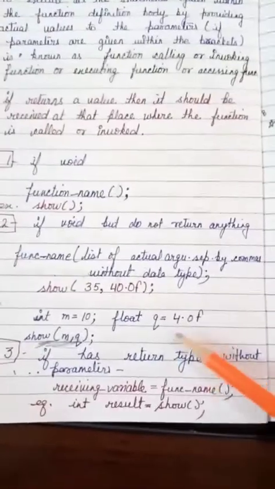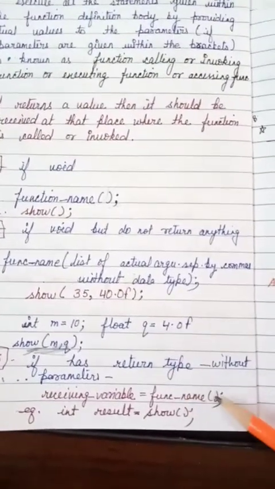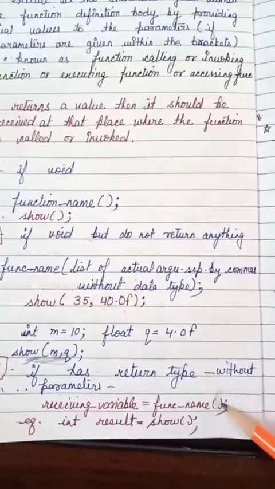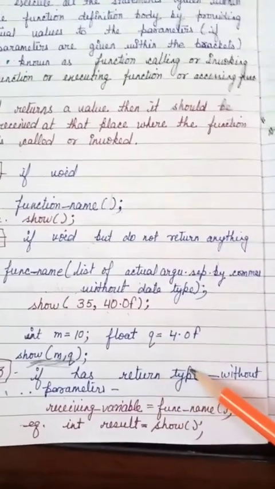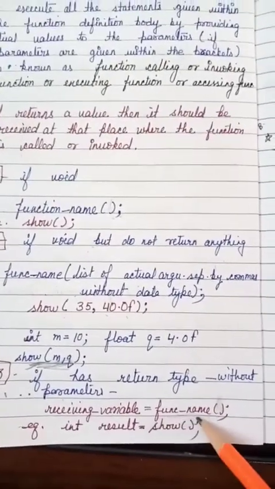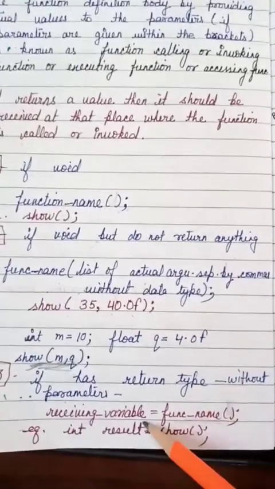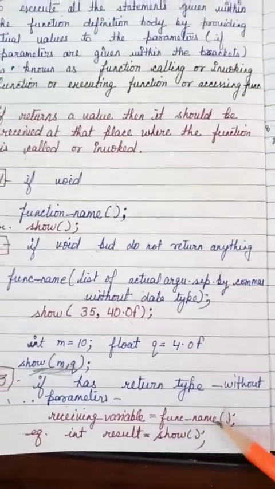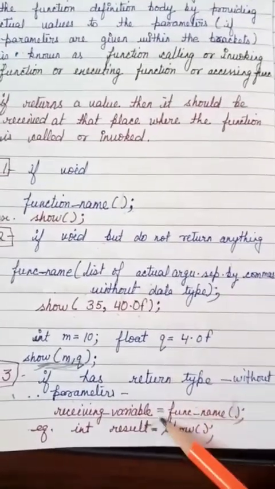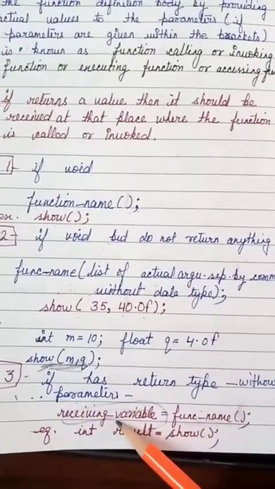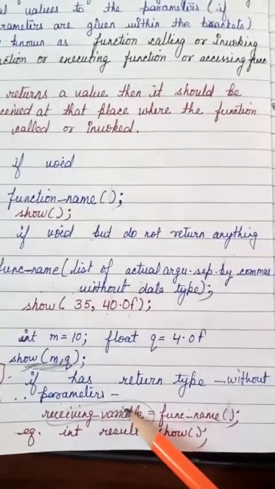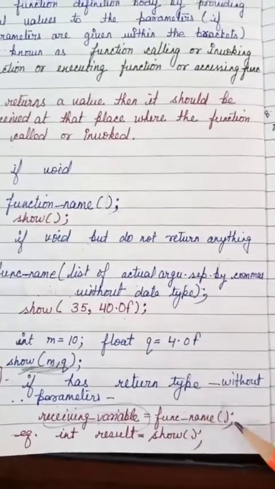And if the function has a return type and no parameters, these parentheses are empty, and if I am saying with parameters, there will be parameters in these parentheses. If it has a return type, it means whenever you call a function by writing the name of the function, you will be receiving a result. This function is returning a value, so whenever you call it, it will return a result. You will receive that within a variable. So we'll write a variable name over here: the receiving variable, any identifier name, equals function name followed by parenthesis.